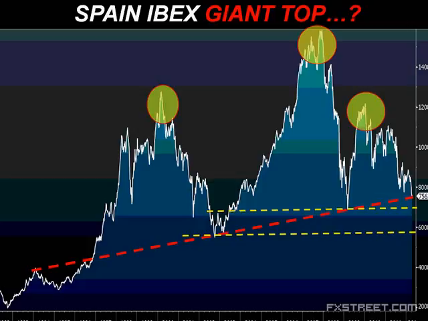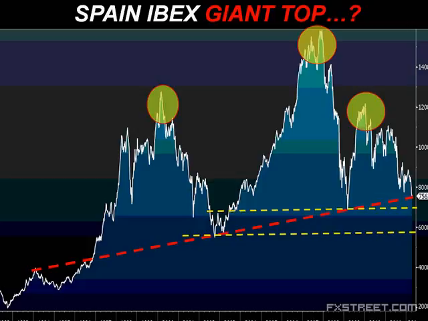Now, we need to break below that level and then into the yellow support levels that I've just highlighted there. But we could potentially see a move down in the IBEX into the 6,000 psychological level over the next few months, so through the spring and summer months. And this will definitely add to more contagion within Europe.